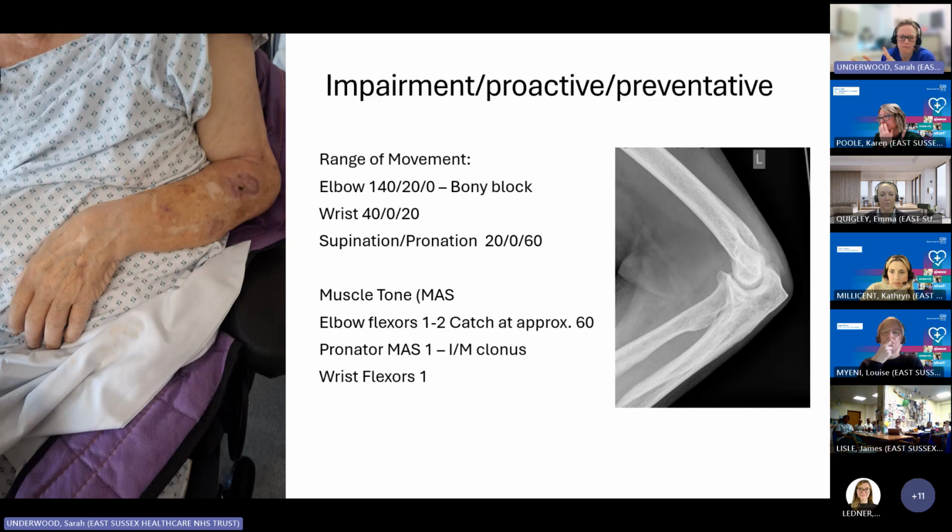His elbow flexors varied between a 1 and a 2, and he had a catch at approximately 60 degrees. He also had spasticity, modified Ashworth of 1, in his pronators and wrist flexors, and he had intermittent clonus in those muscles as well. So we had quite a lot going on in terms of therapy management for this gentleman.